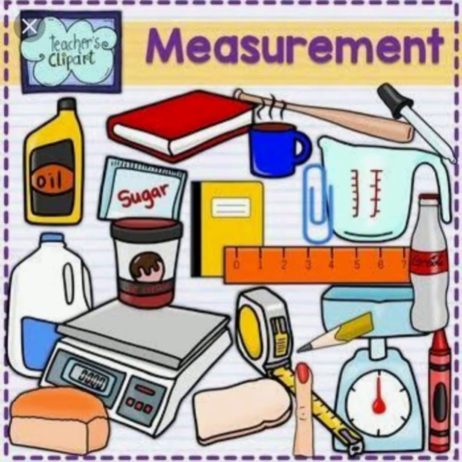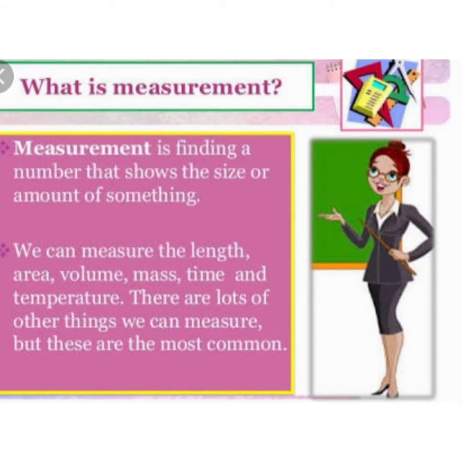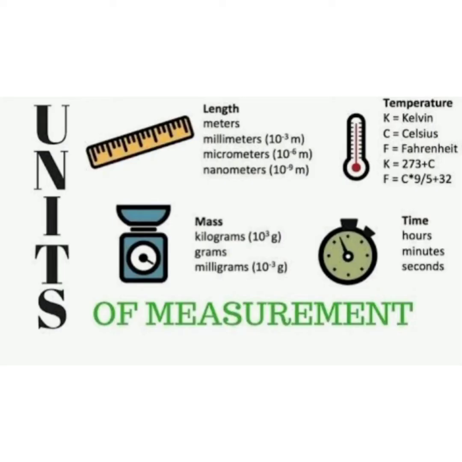We need to measure a range of things in our everyday life. We measure the quantity of ingredients required for making a particular dish. Measurement is finding a number that shows the size or amount of something. We can measure the length, area, volume, mass, time, and temperature.